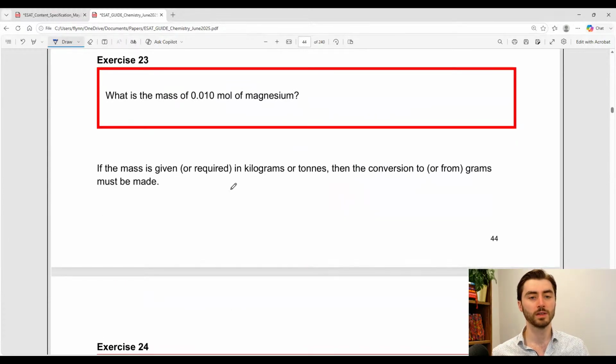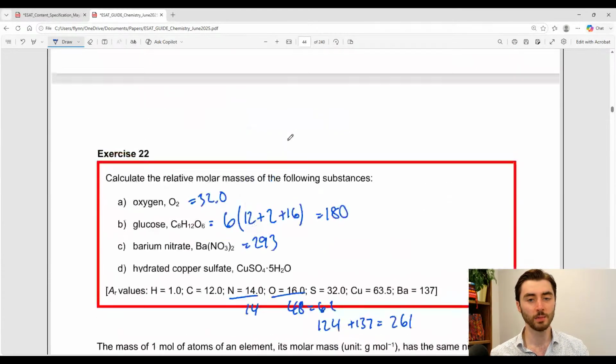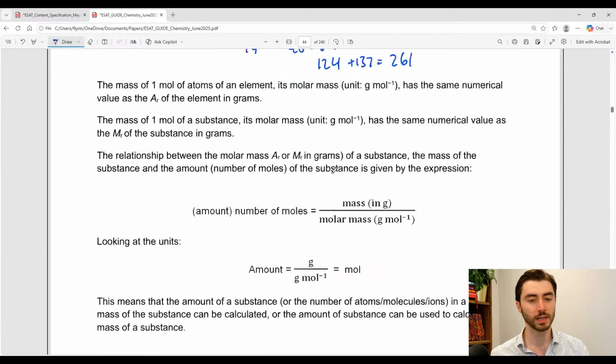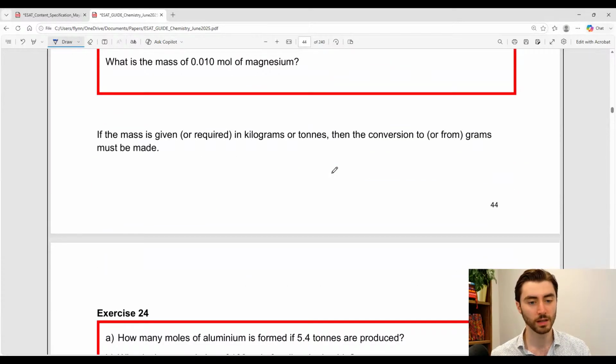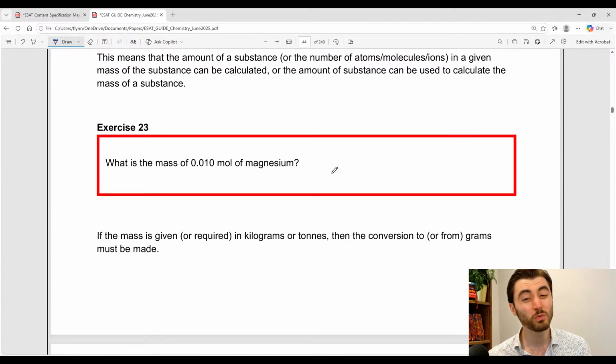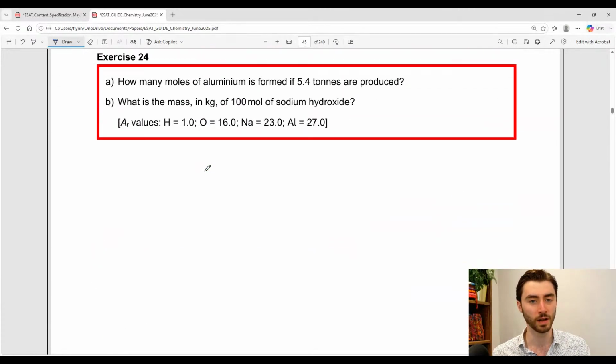What's the mass of 0.01 moles of magnesium? Well, that depends entirely on what the molar mass of magnesium is, which I'm not given. I suppose in the real thing, I would be given a periodic table, but you would take the molar mass of magnesium and multiply it by 0.01. This is ESAT. They're keeping it not too bad.